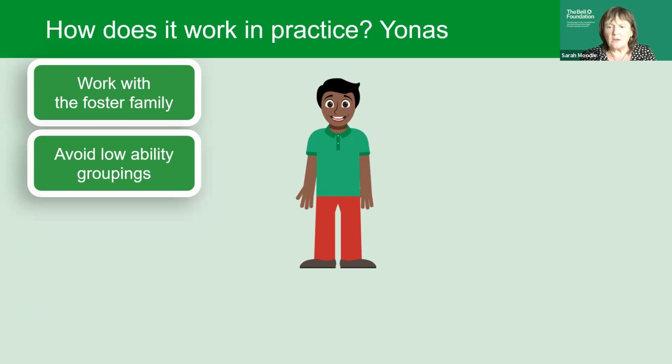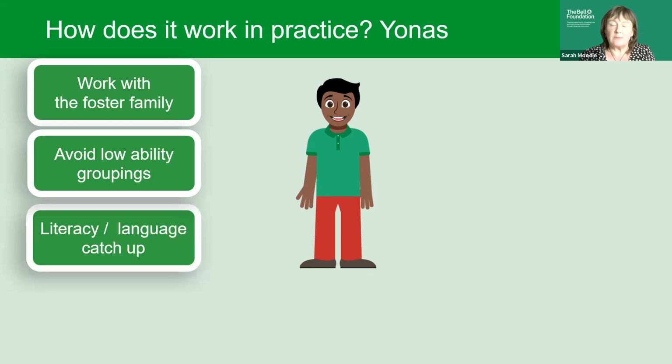It may be that Jonas is put in a catch-up group to develop his literacy and his language skills in English. Maybe one or more of his options is used for that, but that shouldn't mean that he's put in lower ability groups across all subjects.